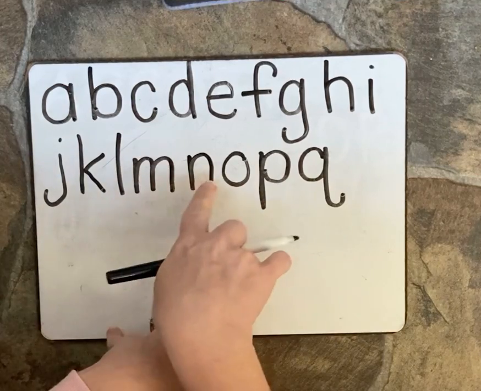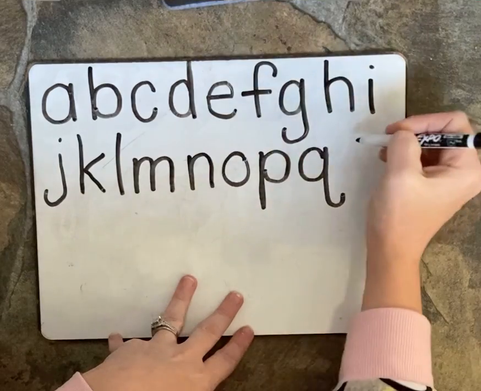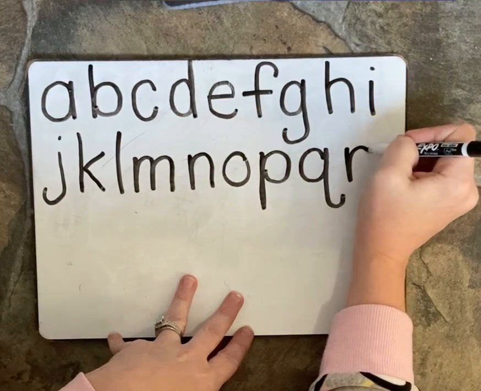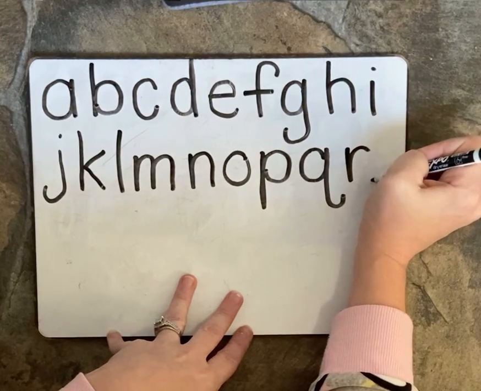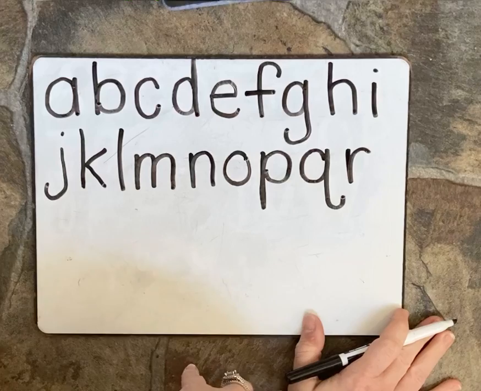R, and that looks similar to an N. If you can write an N, you can write an R. So you're going to start the same way. Down, up, and over. You just don't go all the way down. You just go over a little bit. And there is your lowercase r.